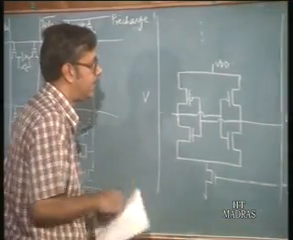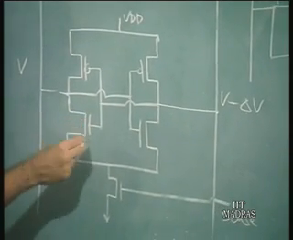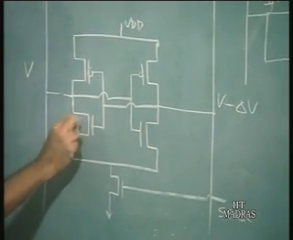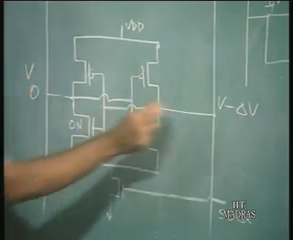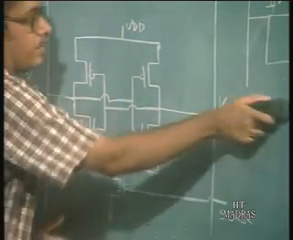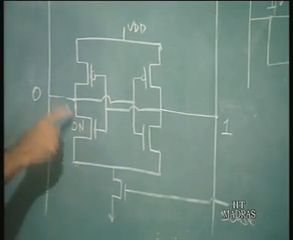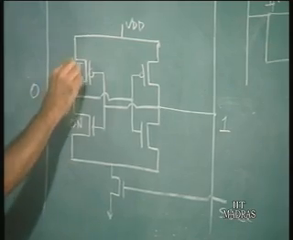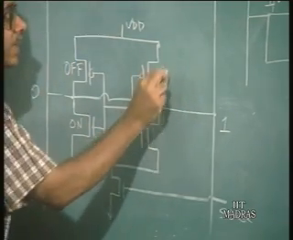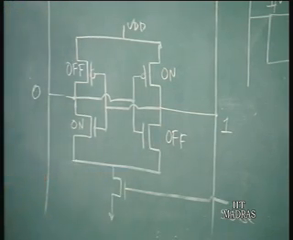So, if this is a cell here, there can be only two possible combinations. In one combination, say this is logic 0 and this is 1. Then this NMOS transistor is on and this is off, and here, if this is 1, it means the PMOS is on and this is off. So, this is one particular combination.